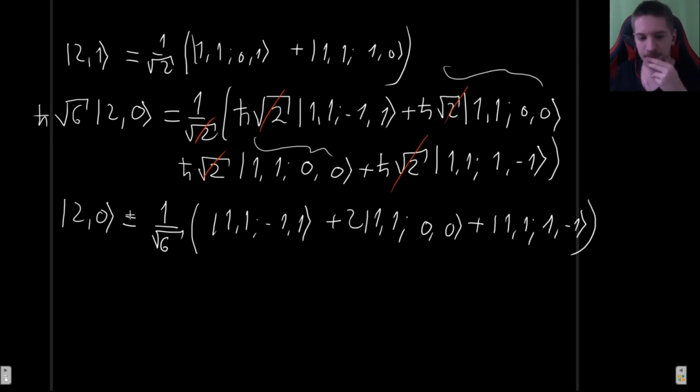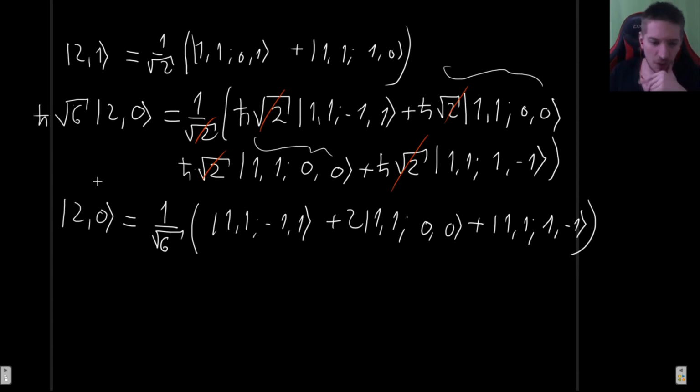Okay, what next? Well, this is it for this state actually. We have every single coefficient here. So the next step is to find the coefficients for the state 2, minus 1. To find that, exactly the same procedure. You can see we're not doing anything hard here. It's just somewhat annoying, but it's not hard.